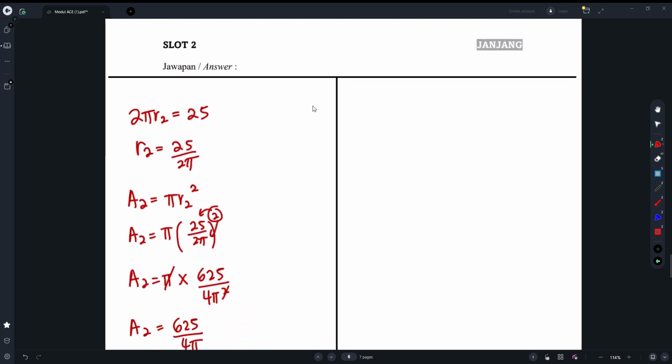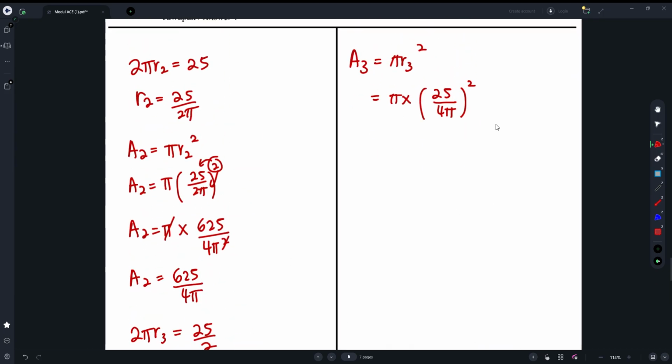So I will find the area 3. The area 3 will be pi times radius 3 squared. So it will be pi multiplied by (25 over 4 pi) squared. Okay, as you can see, it's 25 over 4 pi squared. So you will actually end up getting pi multiplied by 625 over 16 pi squared. So this pi and the pi will cancel off. You'll end up getting 625 over 16 pi only.